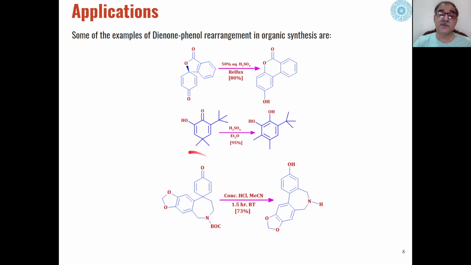Similarly, these types of dienones, in the presence of acidic conditions, are converted into the corresponding phenols by migration of one of the carbons to the carbon of the bicyclic structure, and we will get these types of phenols as the product.